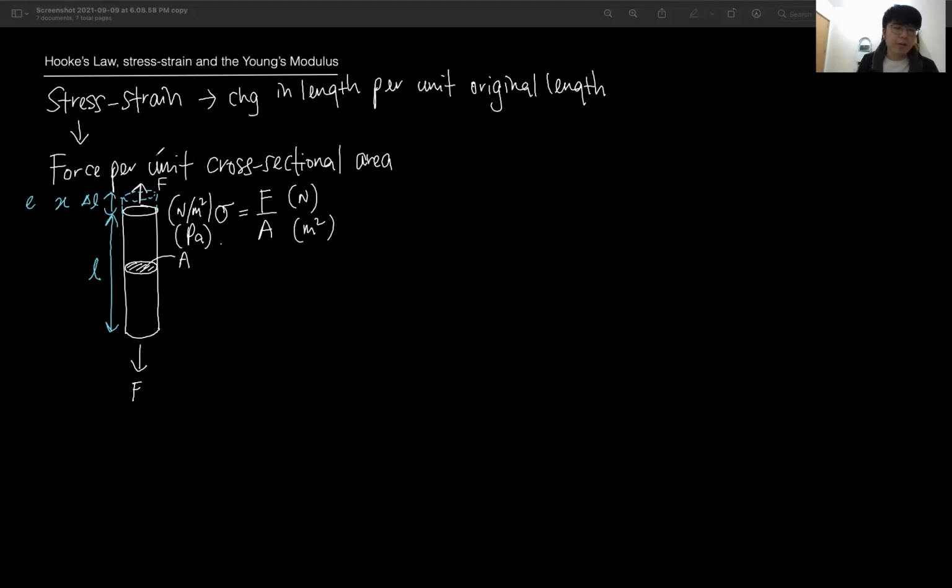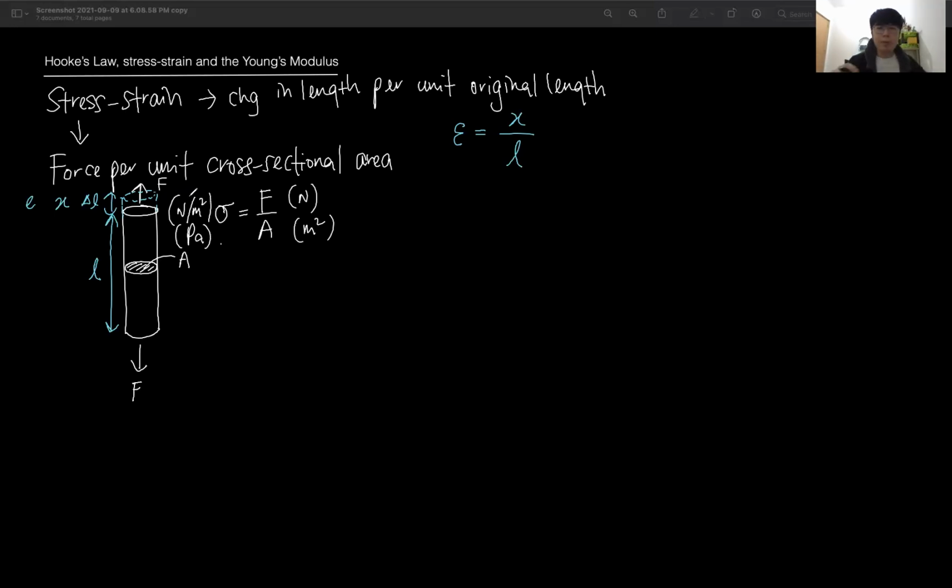Now, for strain, strain is the change in length per unit original length, meaning that it is X over L. The change in length, that means the extension, X, per unit original length, so divided by the original length L. This gives you the strain of the material. It has the symbol epsilon. Epsilon equals X over L.